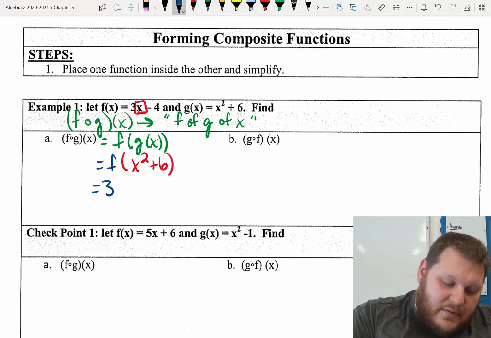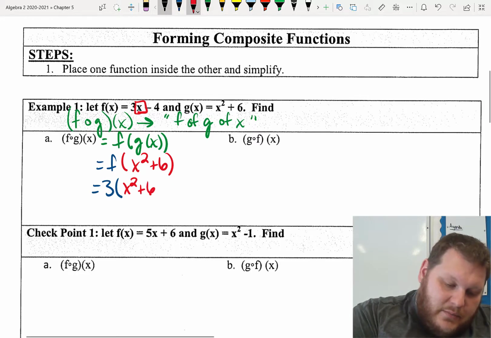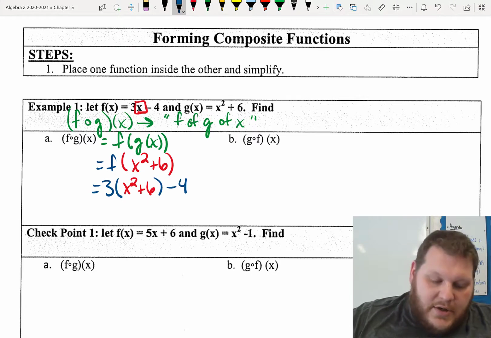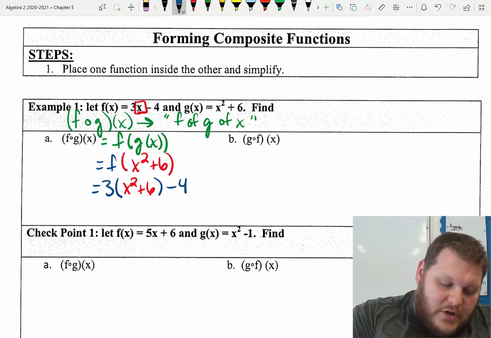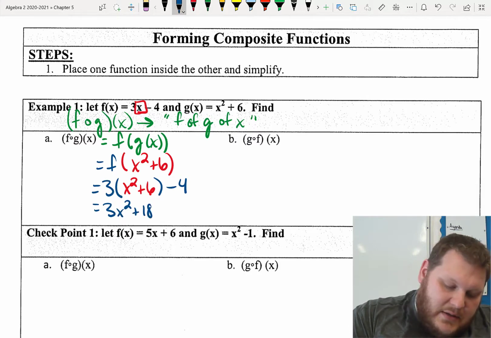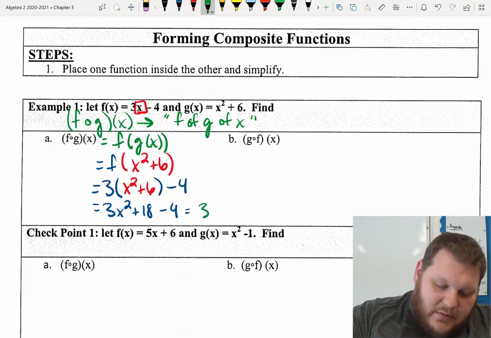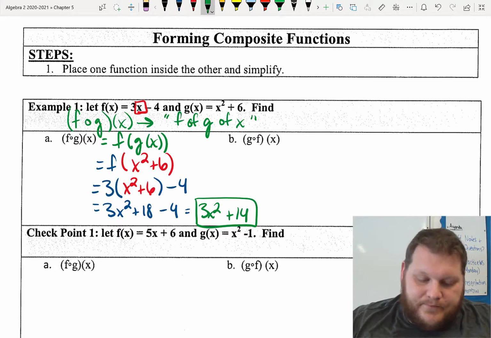So f of x is 3 times my x value, my input, minus 4. From here, I just have to simplify. I'm going to distribute my 3 in there: 3x squared plus 18, and then we still have minus 4. So our final simplification, we'll put it in green here, is 3x squared plus 14. That is what f of g of x is equal to.